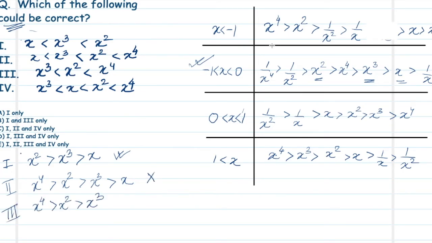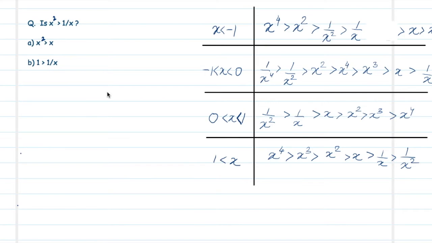Let's take number 3, x to the power of 4 greater than x square greater than x to the power of 3. This relationship does exist for x less than minus 1. It could exist somewhere else also, but this is enough to answer the question, as this relationship could be true. The fourth one is, again, if you look at x less than minus 1, you'll see x to the power of 4 is greater than x square is greater than x and is greater than x cube. So within this range, this relationship does exist. So this also could be true. Hence your applicable choices are 1, 3 and 4, which means your answer is D.